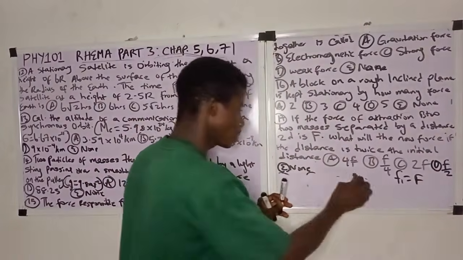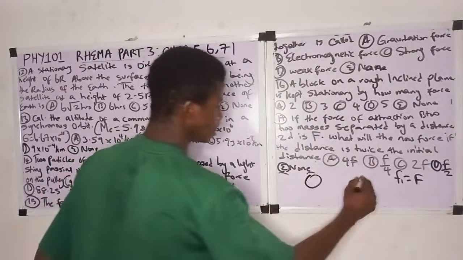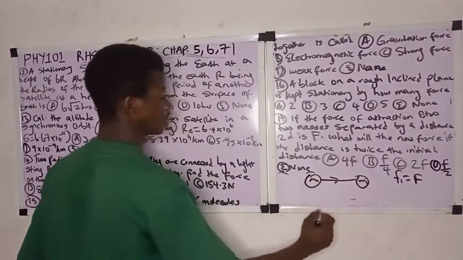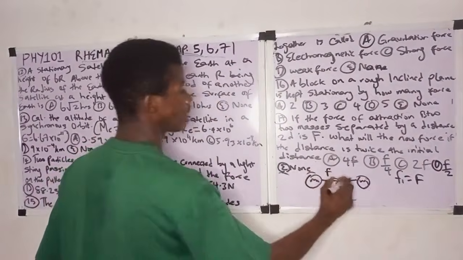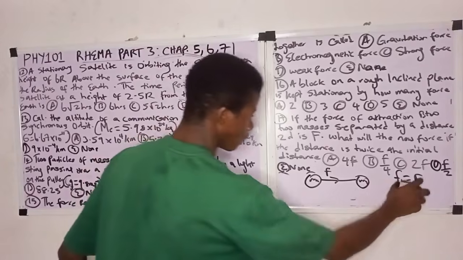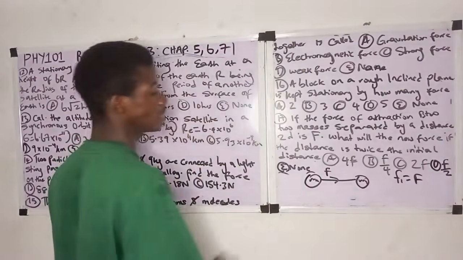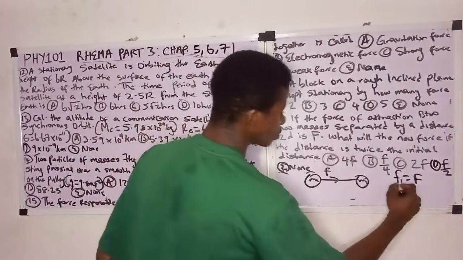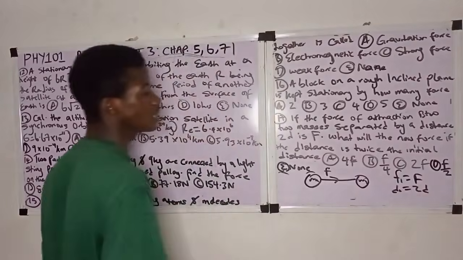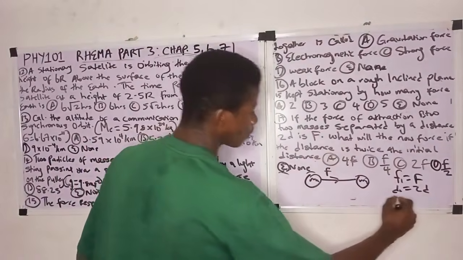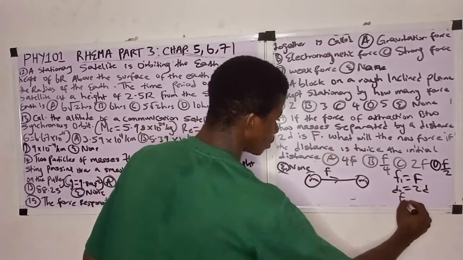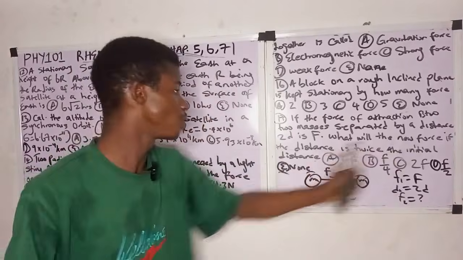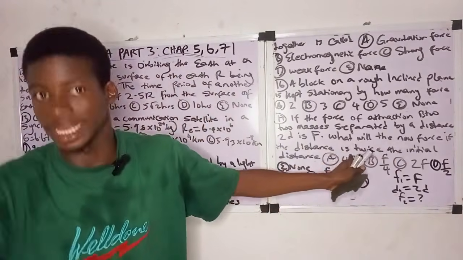Now, let's say two bodies, two masses, M1 and M2. The force of attraction between these two masses is F. Then the distance between these two is 2d, so say d1 is equal to 2d. They ask what will be the new force. We're looking for F2. We don't know it. What will be the new force if the distance is twice the initial?